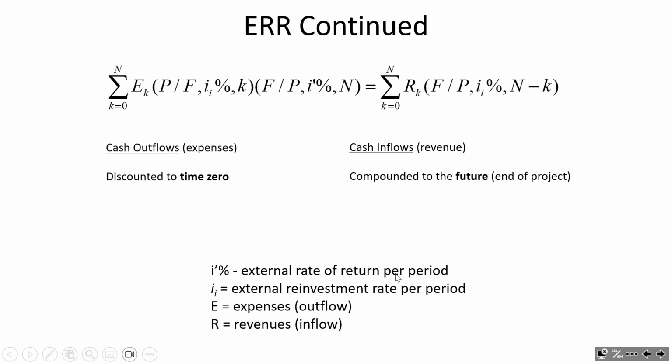So here's the formula. Expenses will equal revenues. The expenses, which remember are the outflows, you're finding the present value of all of those and discounting all of those amounts at the external reinvestment rate, which is given. And the thing that is unknown, i prime, is the external rate of return. And so the external rate of return is when you're taking all of the expenses and the revenues, combining them together, and then finding the rate at which the two are equal.